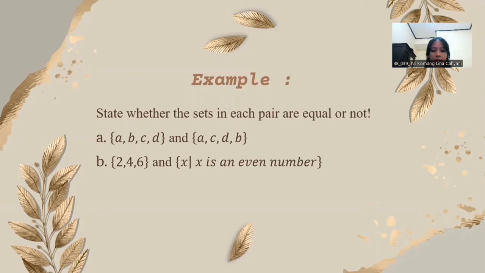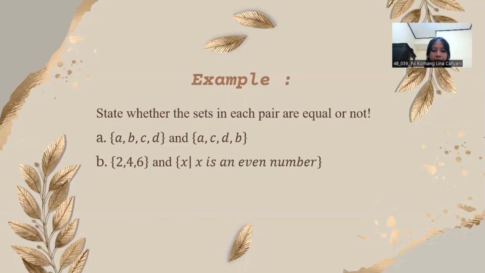Now let's check the other way around. The set of all x such that x is an even number would include the number 2, the number 4, the number 6, the number 8, the number 10, and so on. All multiples of 2 are even numbers. So now this set is larger than the set {2, 4, 6}.